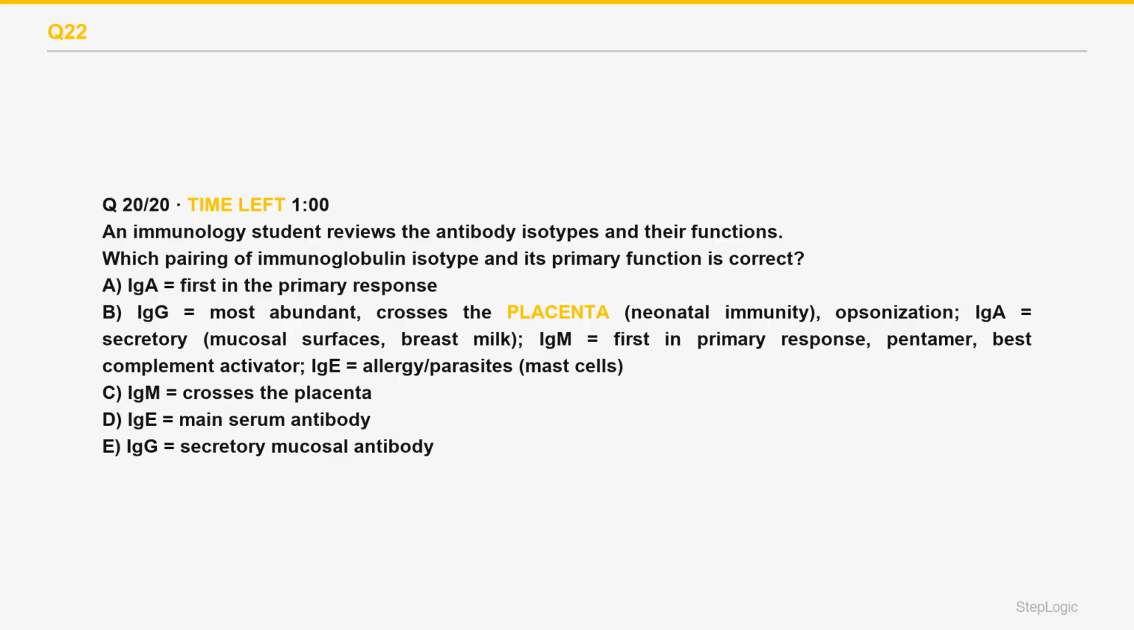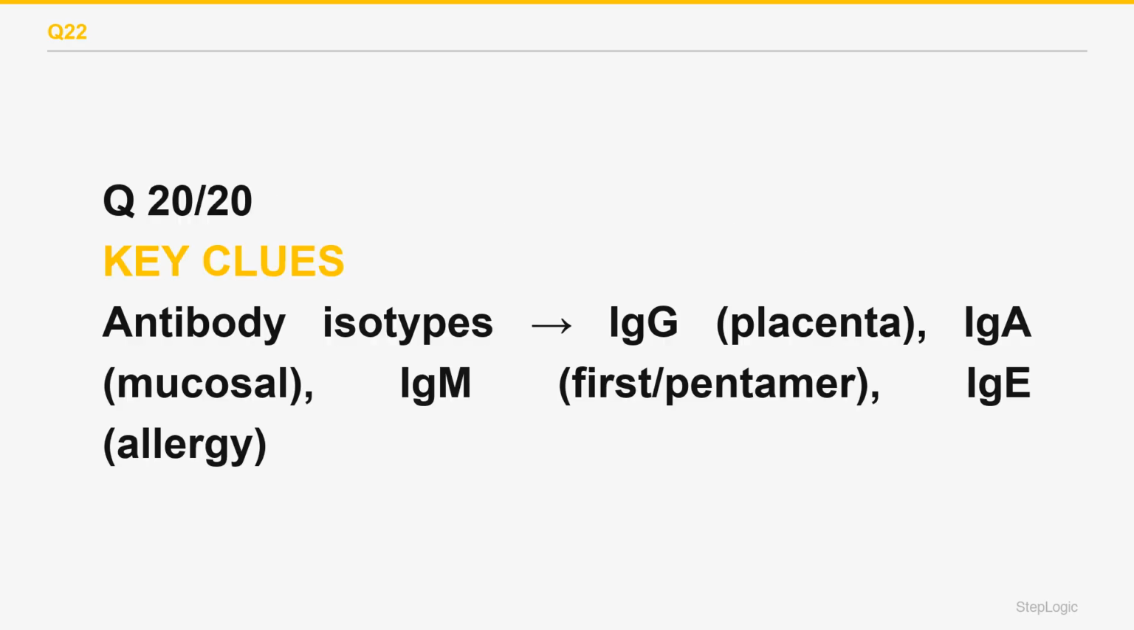Which pairing of immunoglobulin isotype and its primary function is correct? An immunology student reviews the antibody isotypes and their functions. Read the command: which isotype function pairing is correct? IgG: placenta, opsonization. IgA: secretory. IgM: first, pentamer, complement. IgE: allergy, parasites.